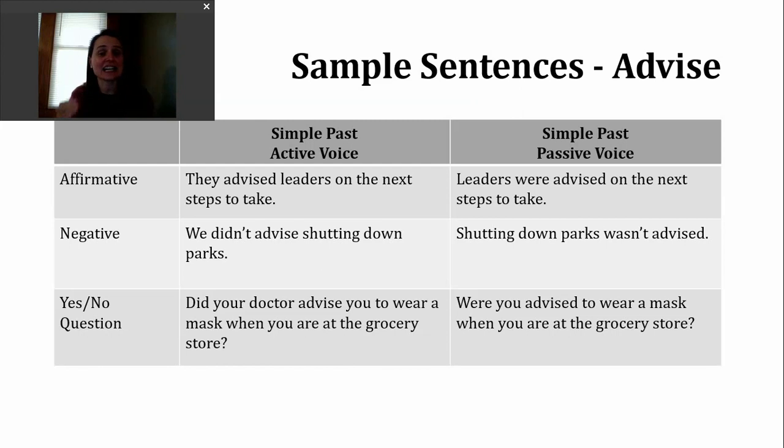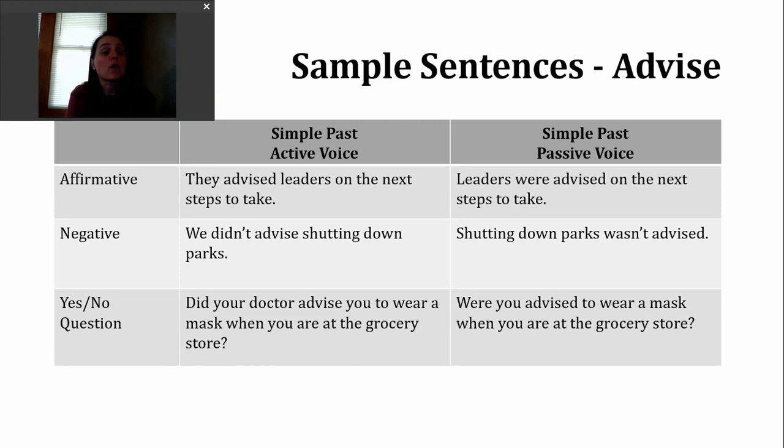Remember, in our first sentence, they advised leaders. So leaders are receiving the action in that sentence. So we're going to move that to the front. Then we're going to use were, and then we'll use simple past tense again. Leaders were advised on the next steps to take. If it had just been one leader, singular there, we could have said the leader was advised. That's how we would make affirmative in the passive voice for simple past tense.